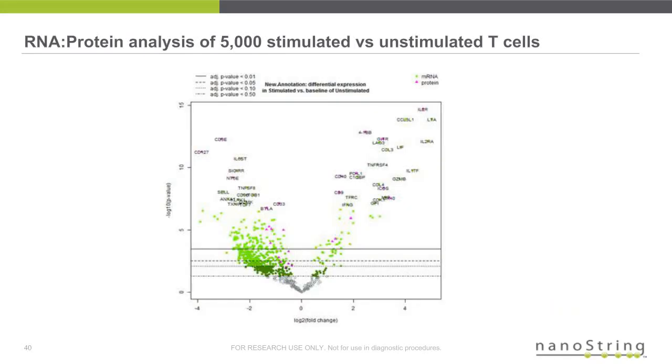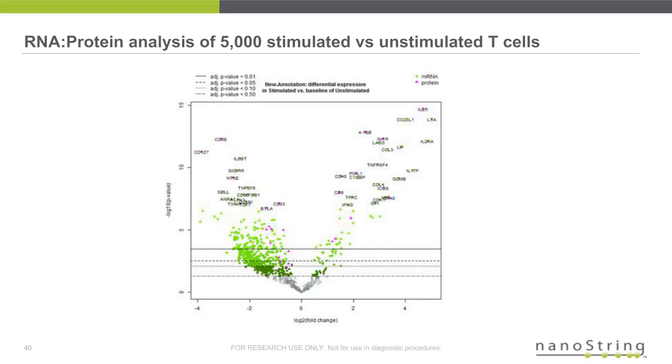So we've also done a number of other experiments. The populations of cell types that we're looking at continues to grow, but this is a very simple experiment just looking at protein and RNA analysis from 5,000 either stimulated or unstimulated T cells. And this is a volcano plot here where we have fold change left to right on the x-axis, and then p-value on the left axis, and it's the inverse log of that. And so we see genes and proteins here as well. So we have the protein and the genes.